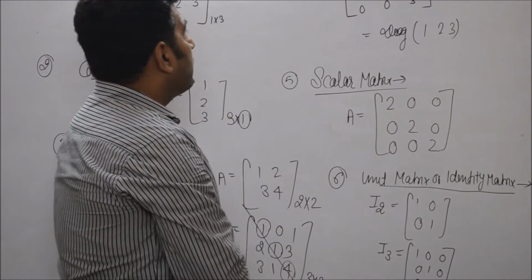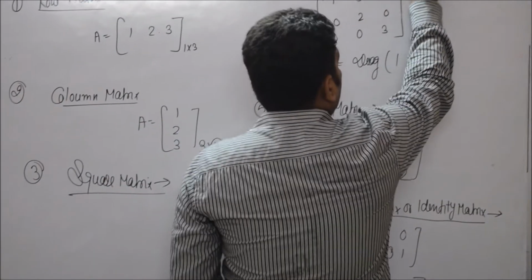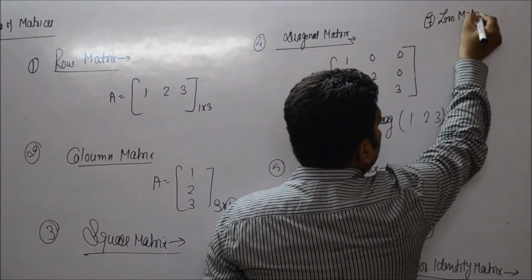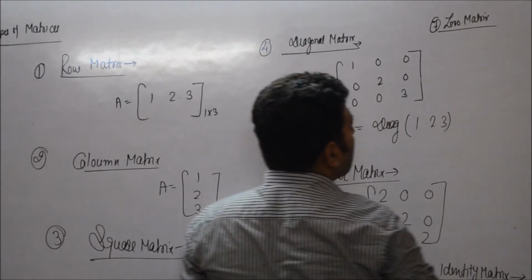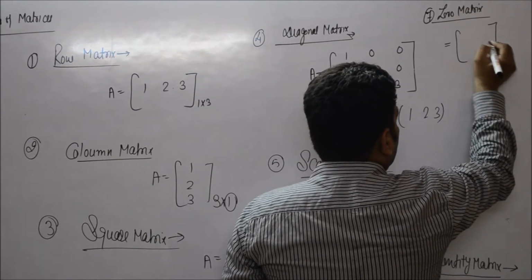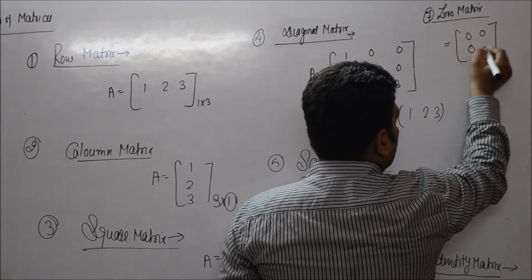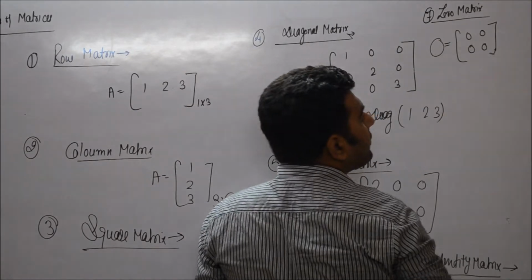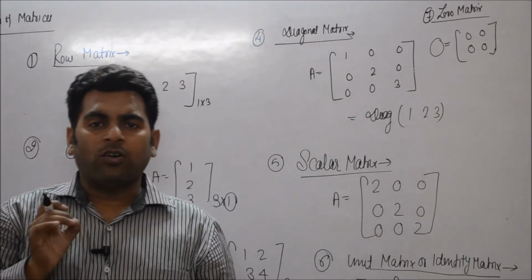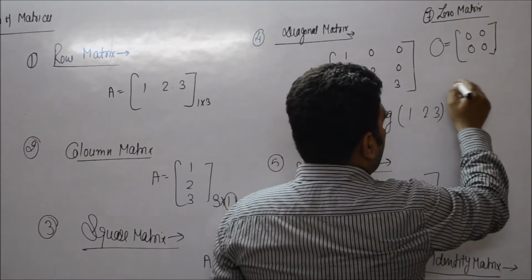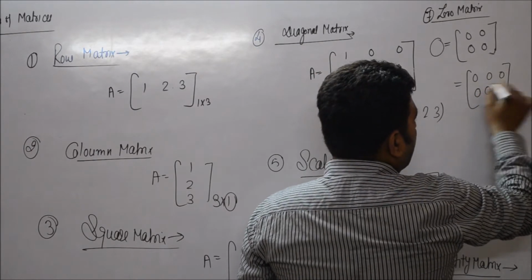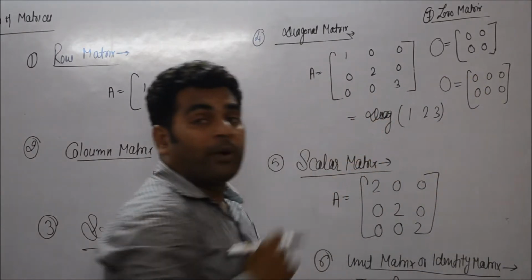Now, the last matrix is the 0 matrix. As the name indicates, this is a matrix which has all elements as 0, like this: 0 0 0 0, and it is denoted by this. What is the beauty of the 0 matrix? This matrix may or may not be a square matrix. So a 0 matrix may be of order 2 by 3, with 0 0 0 0 0 0. This is also a 0 matrix.